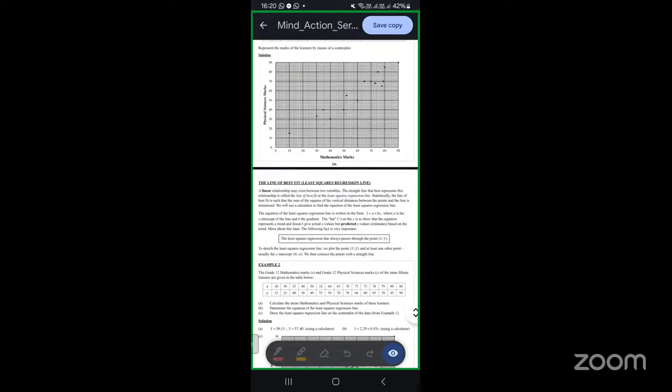We will use the calculator to find the equation of the least square regression line. I don't know if we already did that using the calculator, to play around with statistics.